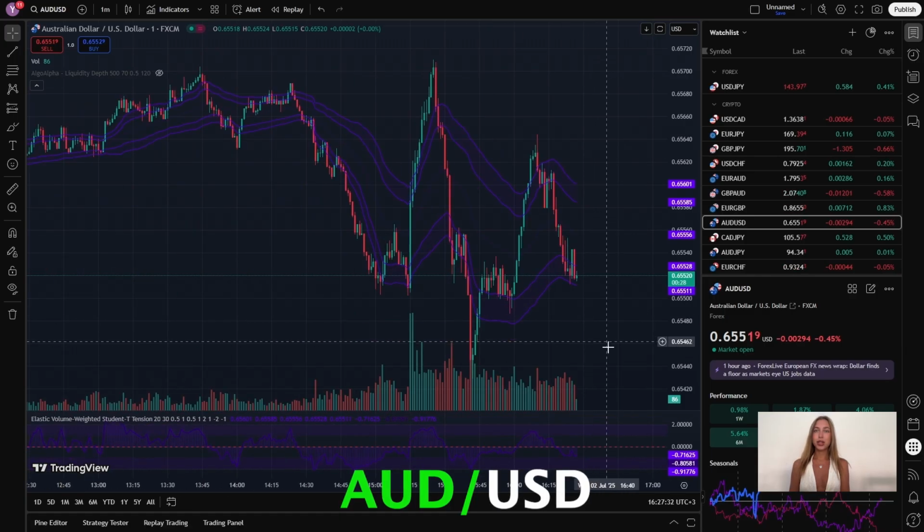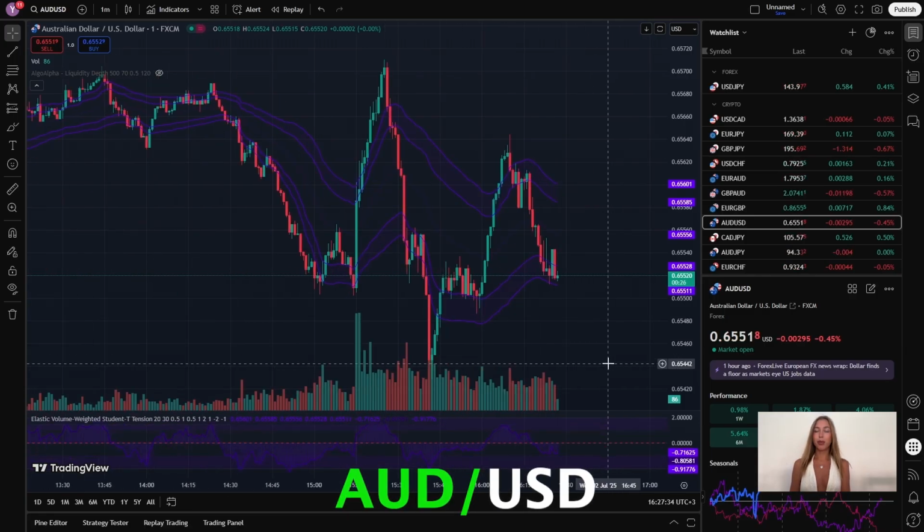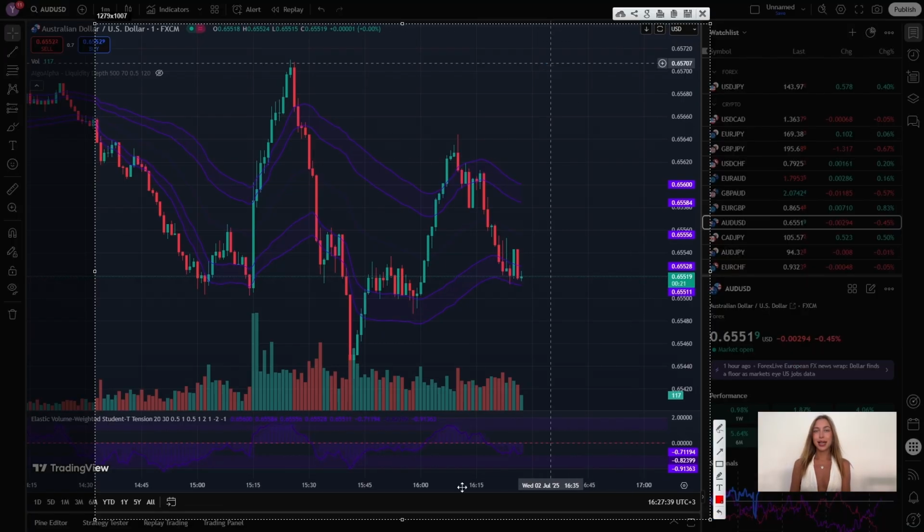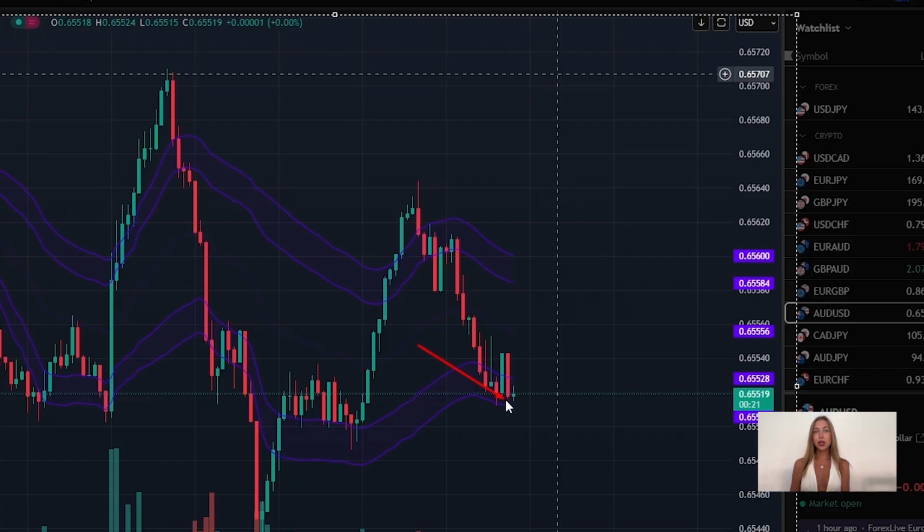Currency pair AUD/USD here, I will open a buy position. Let's take a look at the chart. So on the chart I see the price has entered the lower boundary of our indicator. This level serves as a support level, therefore I will expect a pullback from here.